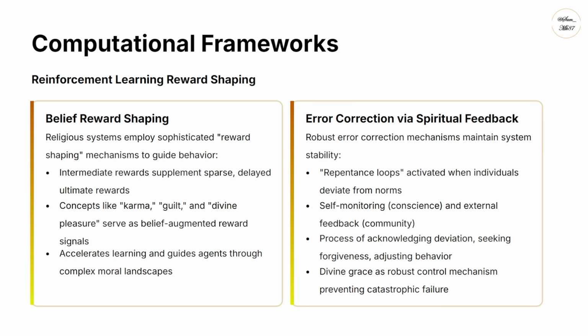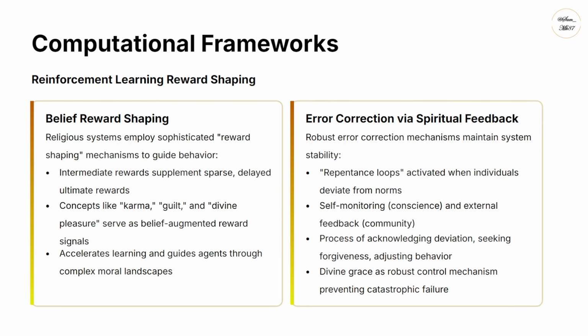But it's not just about rewards. Religious systems also incorporate error correction mechanisms that resemble control systems. When someone strays from established norms, they enter what we could call a repentance loop. This includes self-reflection, remorse, seeking forgiveness, and also behavioral adjustment. Whether through prayer, ritual, or ethical recommitment, these loops help maintain system stability and also resilience.